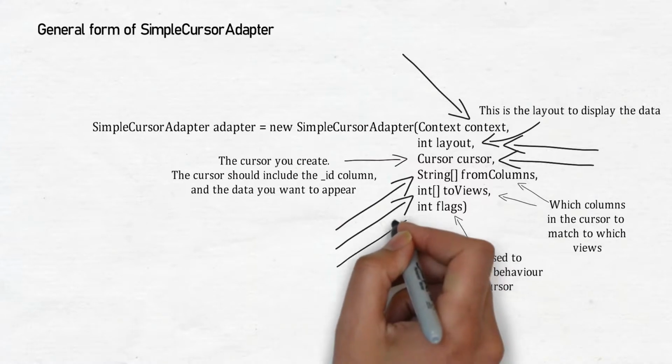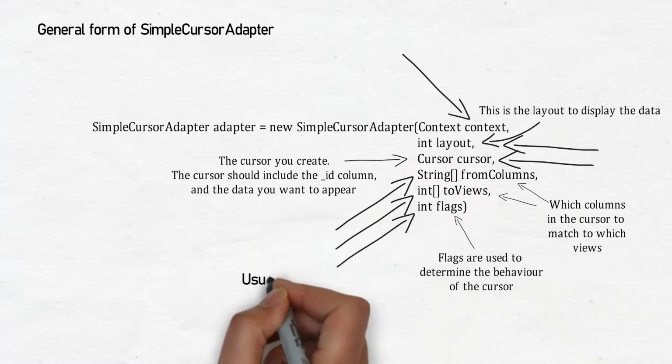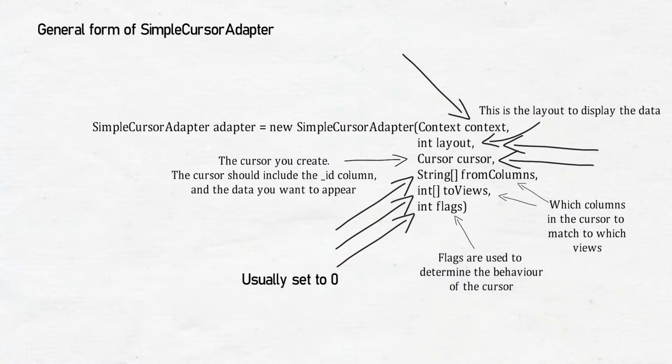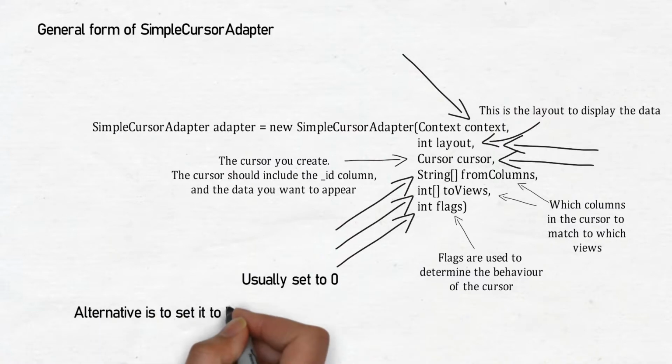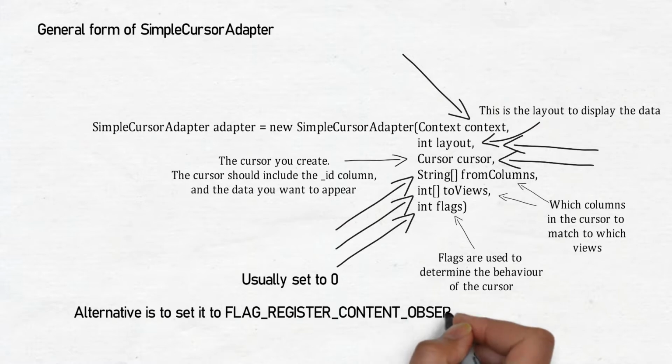The flag parameter is generally set to 0, which is the default. The alternative is to set it to FLAG_REGISTER_CONTENT_OBSERVER to register a content observer that will be notified when the content changes.